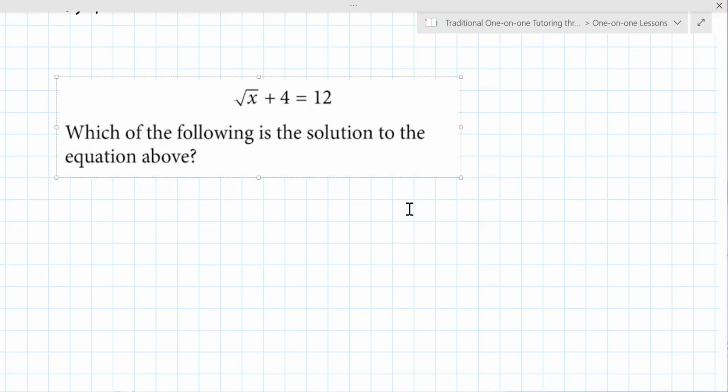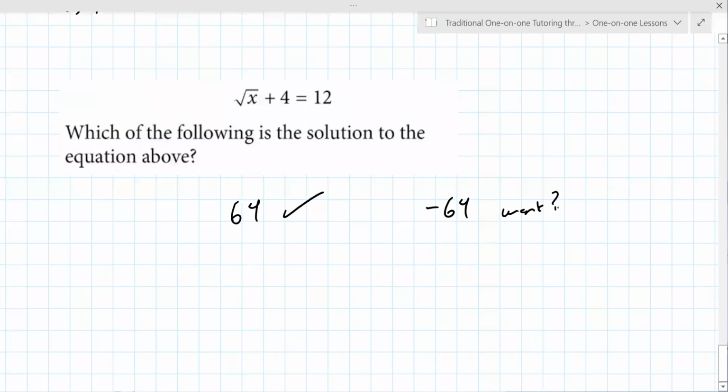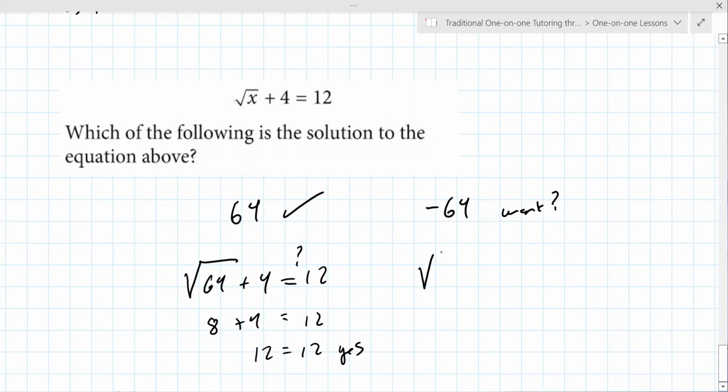64. Yes, very good. Why doesn't -64 work? Well, let's look at why 64 works. So the square root of 64 plus 4, does that equal 12? That's 8 plus 4, is that 12? Yes. So what is the problem with -64?